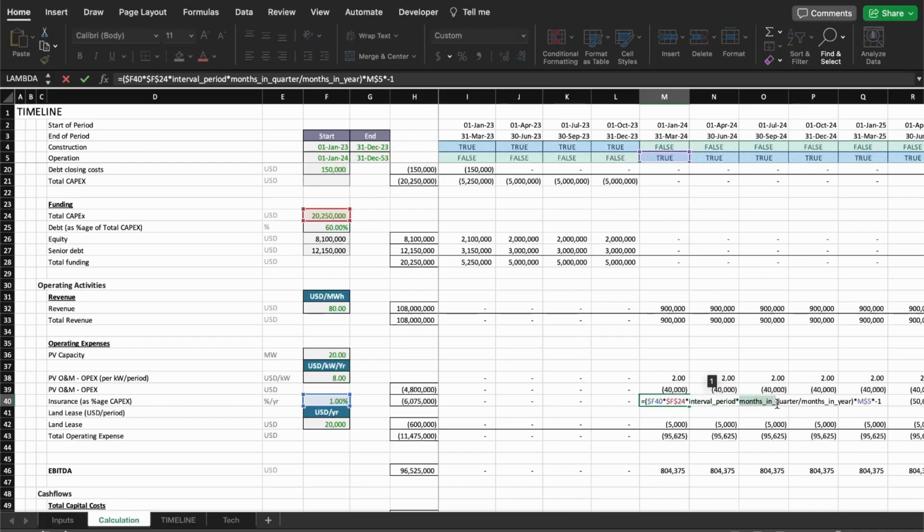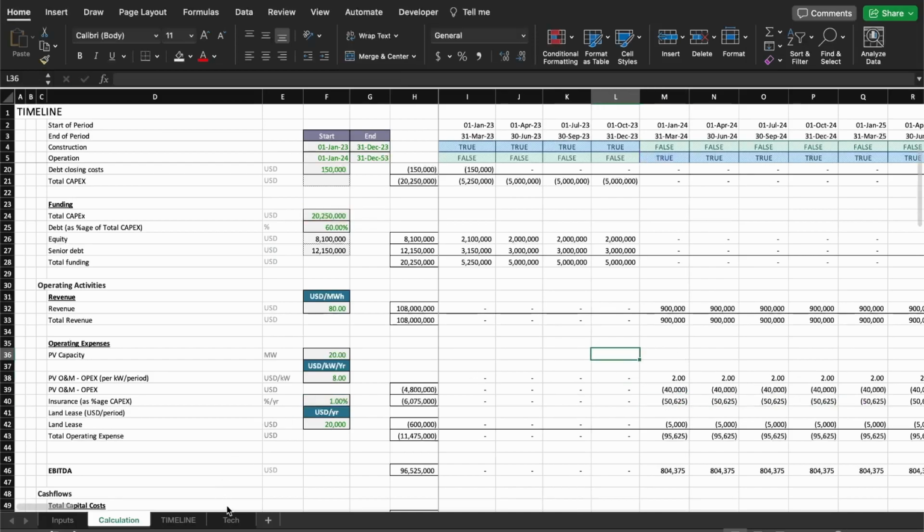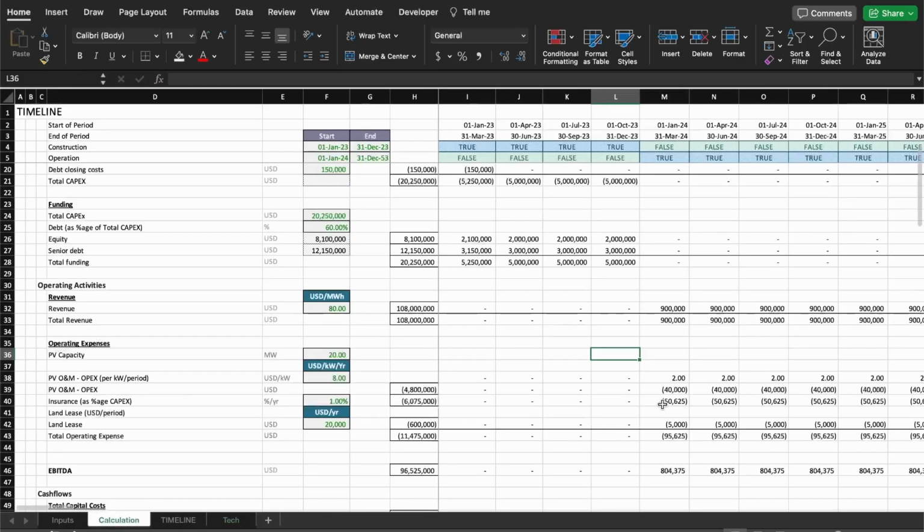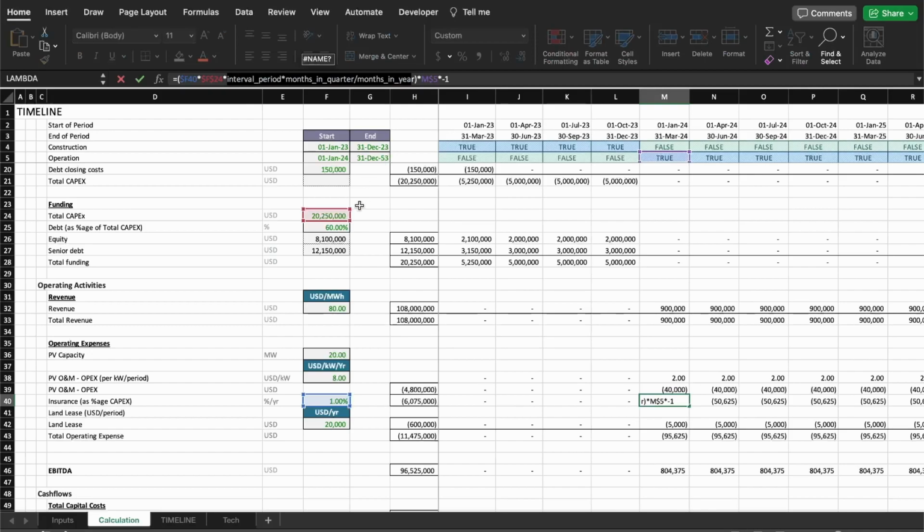Then we have the months in a quarter and months in a year. If you recall, these are technical inputs of the model. The way I did it, I added these technical inputs in here, and you can see that I have saved this cell and gave it the name months in a quarter, and the one below months in a year. So when you combine all these things together, you adjust the full calculation to whatever number of periods you have, okay? We're going to have 1 quarter here.